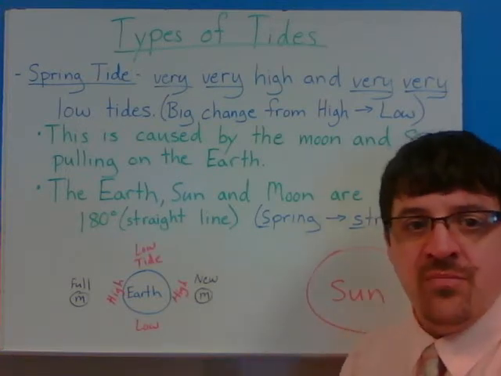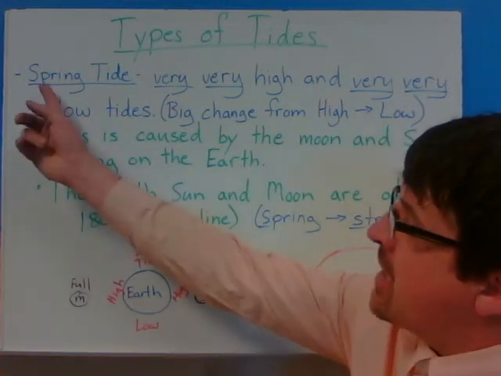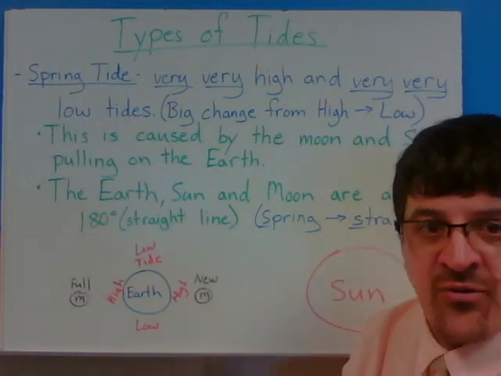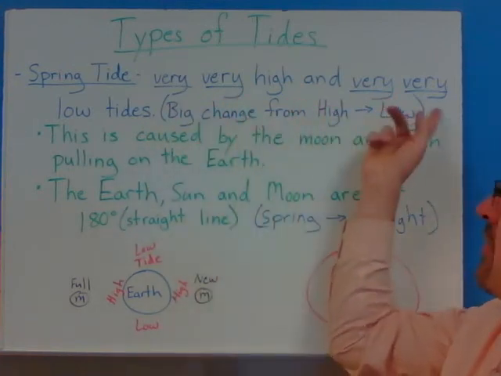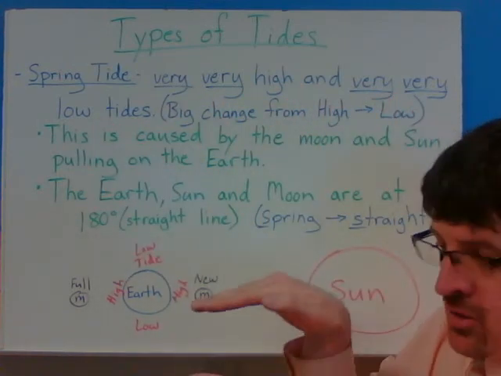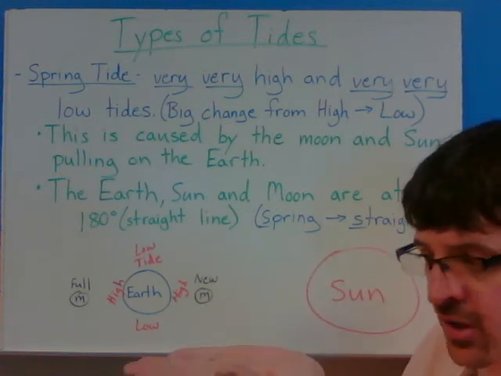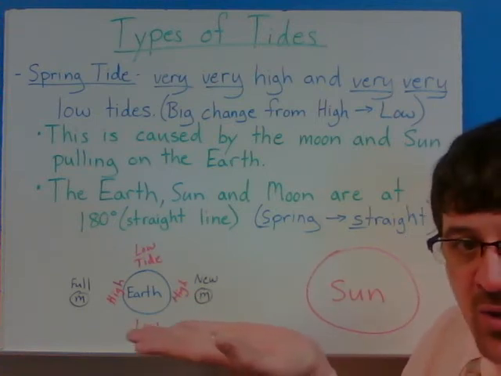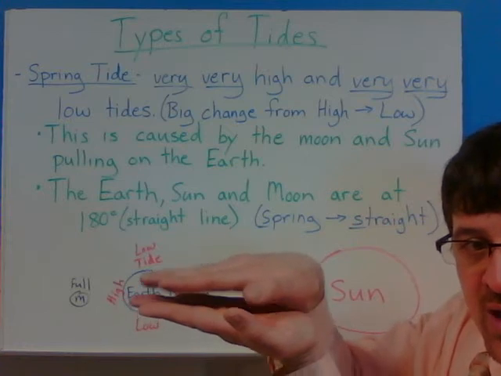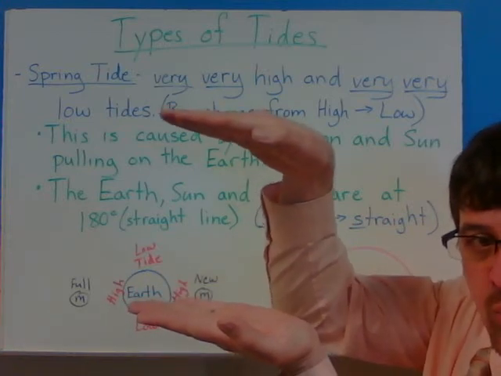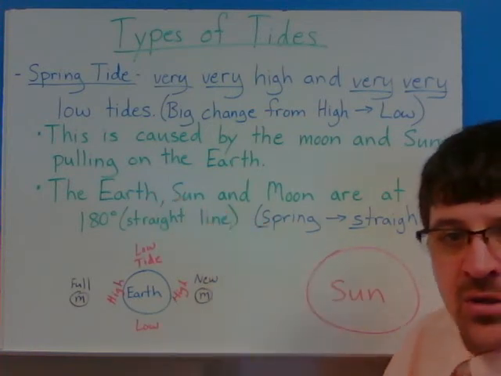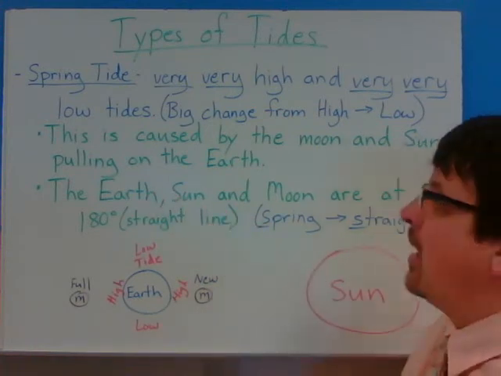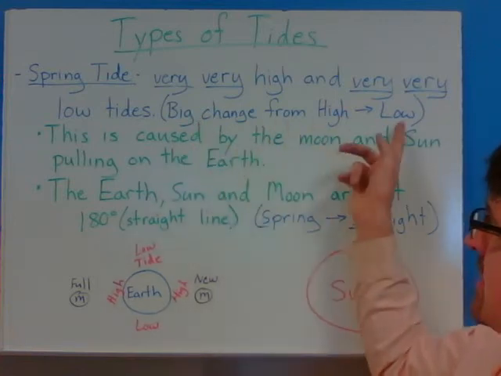So, the types of tides. Two types of tides. You have a spring tide, which is the first one we're going to talk about. It's when you have very, very high and very, very low tides, meaning your tidal height, the height of the water. So let's say this is where the water is normally. Well, the high tide is way up here, and then the low tide is down quite a bit. Okay, big change from the high tide to the low tide.